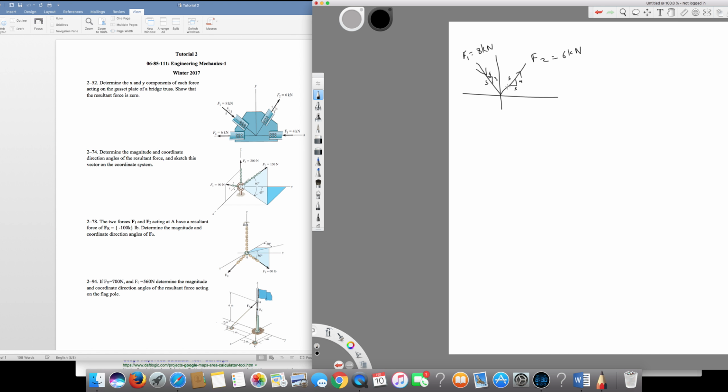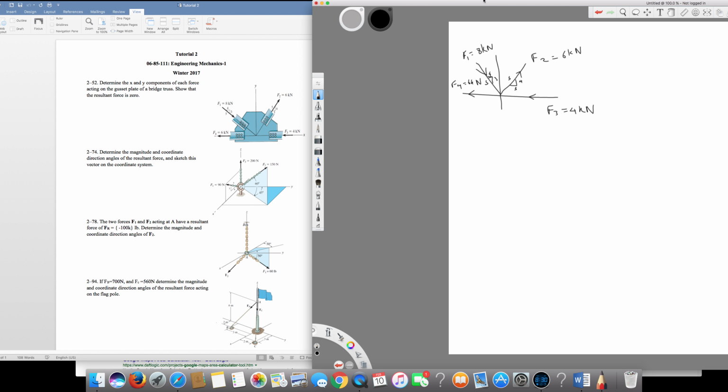So this is what they have given, and the other one is the bottom part. F3 is equal to 4 kilonewton acting in this direction, and F4 is equal to 6 kilonewton acting in this direction. So this is what we have got right here.